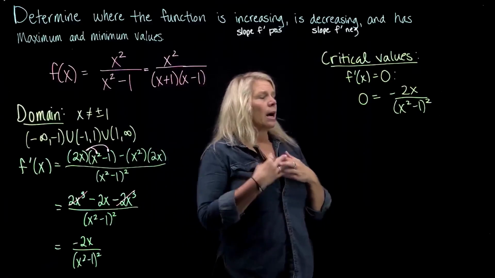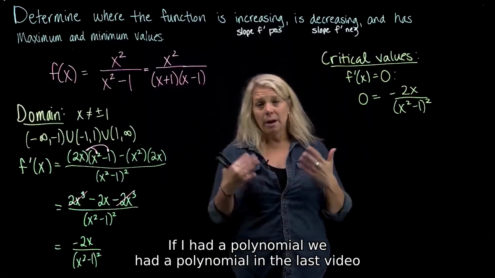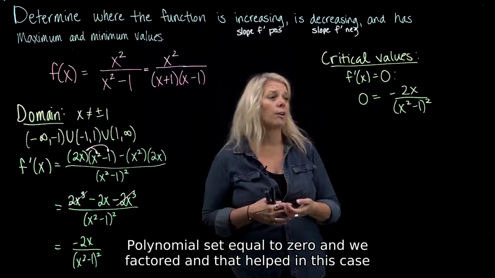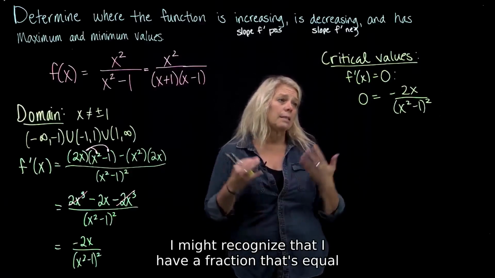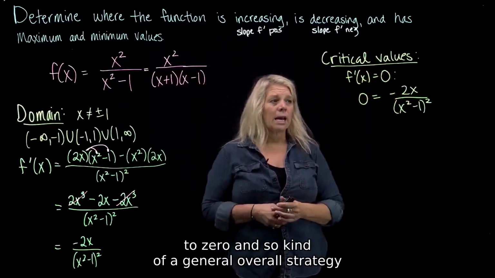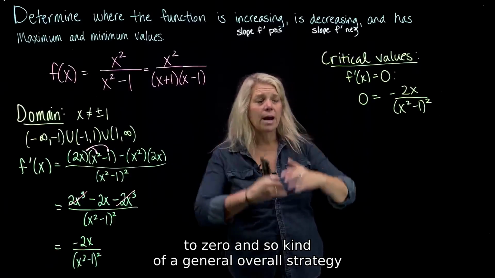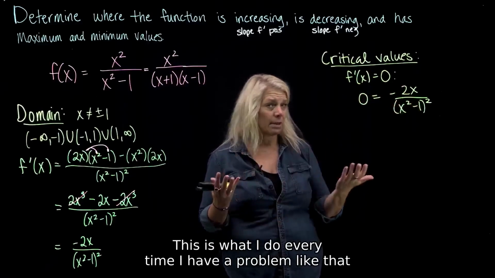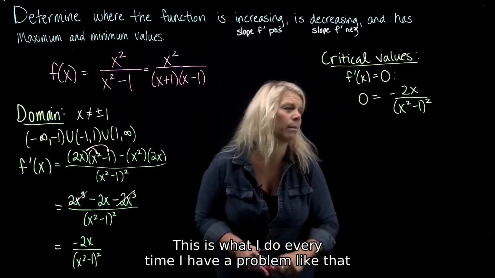So if I had a polynomial, we had a polynomial in the last video, a polynomial set equal to 0, when we factored, and that helped. In this case, I might recognize that I have a fraction that's equal to 0. And so a general overall strategy, if you have a fraction that is equal to 0, this is what I do every time I have a problem like that.